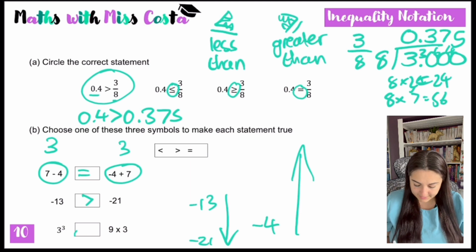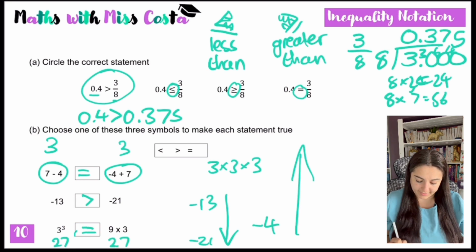3 cubed, what does that mean? 3 times 3 times 3 is 27. And 9 times 3 is also 27. So we've got another equals here.